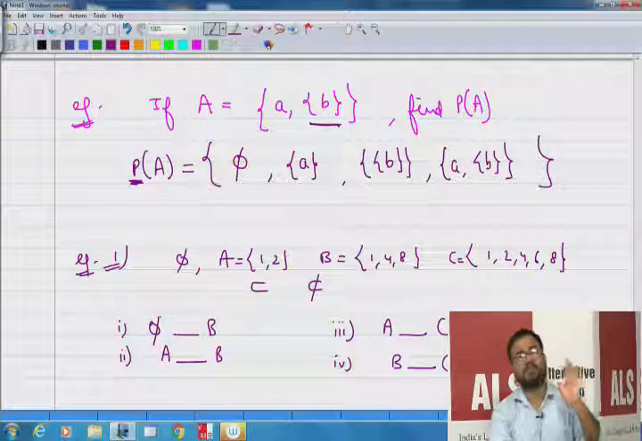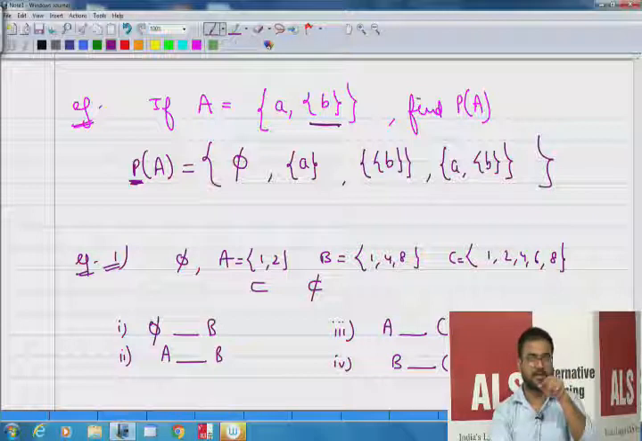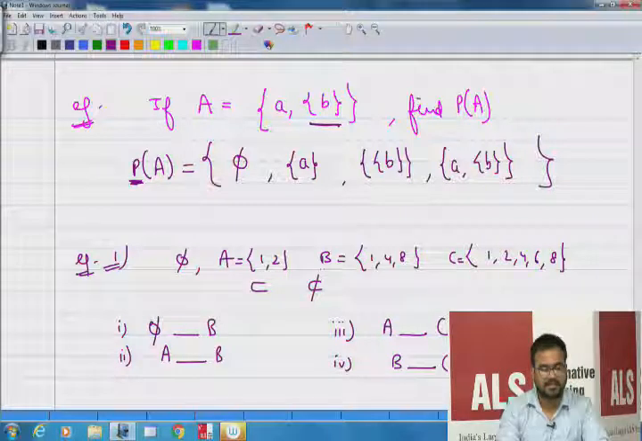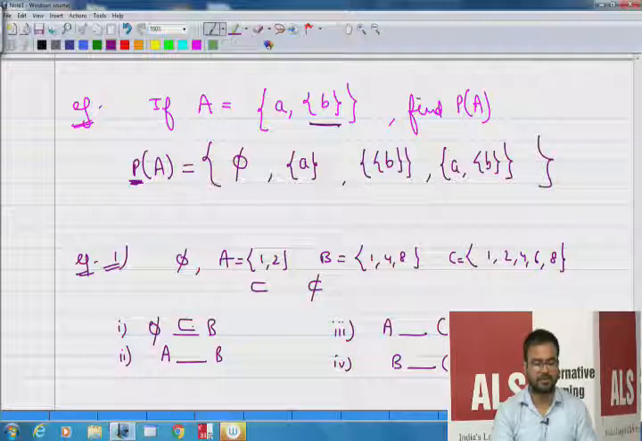Always remember the first point: phi is a subset of every set, and if phi is a subset, we don't write the curly brackets. So phi is a subset of B. That is always true. So you can write it like this, phi is a subset of B.